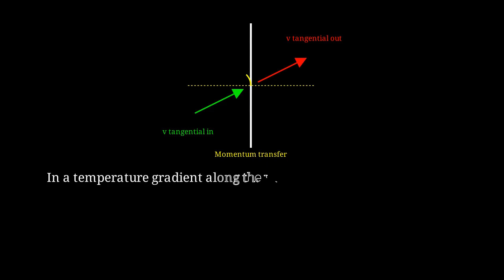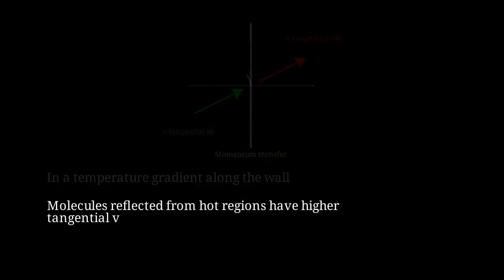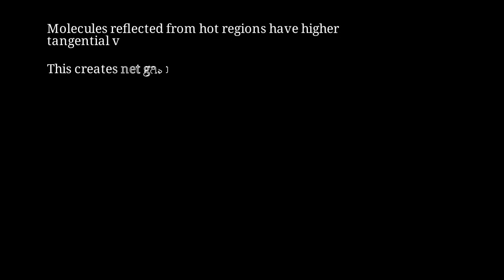Now imagine this wall has a temperature gradient, cold on one end and hot on the other. Molecules reflected from the hot region leave with higher tangential velocities than those reflected from the cold region. This asymmetry creates a net gas flow toward the hot end. This is thermal creep.